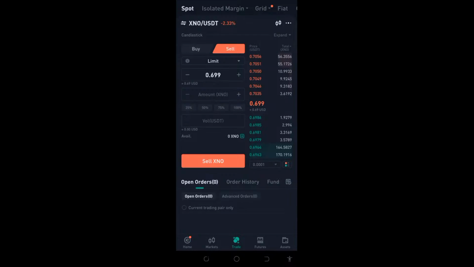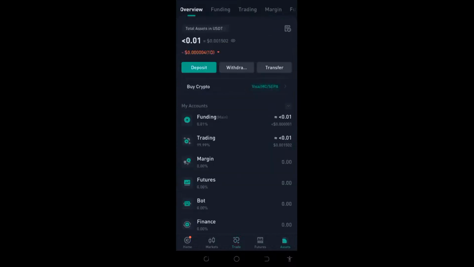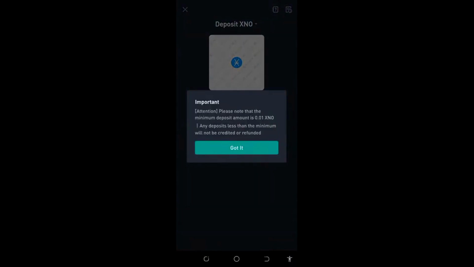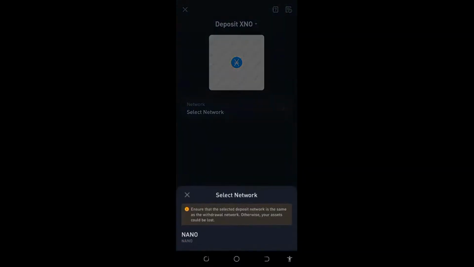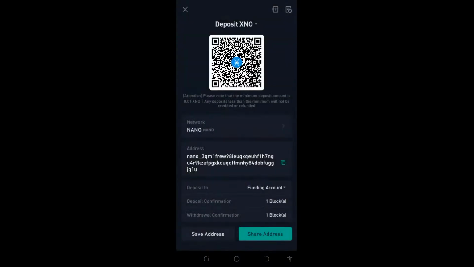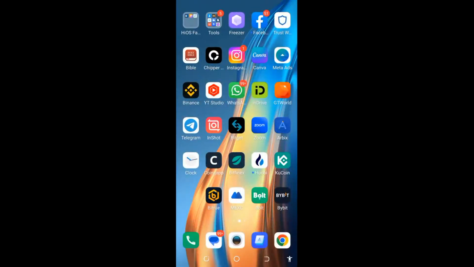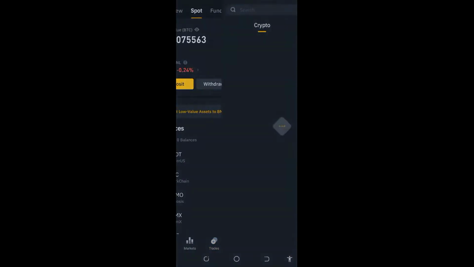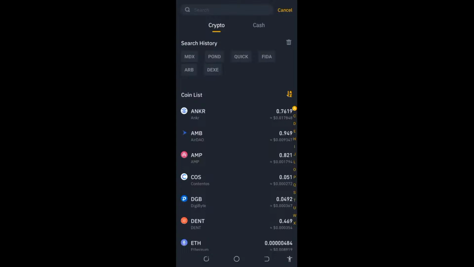What we're going to have to do, most likely, is a sell limit, but let's quickly pick our deposit address. Let's do this quickly. We don't want to waste time. Let's click on this and do this quickly. Okay, so let's quickly withdraw. Yeah, let's withdraw our Nano.